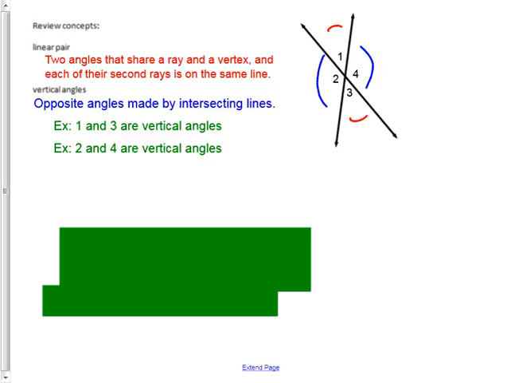Now, one thing we know about vertical angles, those opposite ones, is that they are congruent. So whatever angle 2 is, angle 4 is also that measure. Whatever angle 1 is, angle 3 is also that measure. They are congruent to each other. That concludes our vocab part.